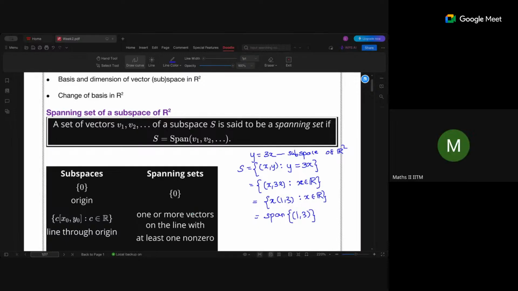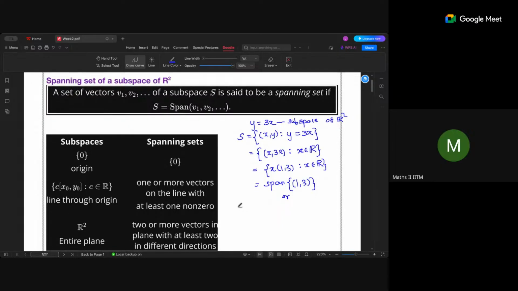So (2, 6). You see that any multiple works. More generally, S is equal to span of (alpha, 3 alpha). Or I can extend it as span of (alpha 1, 3 alpha 1), (alpha 2, 3 alpha 2), and so on. But all are multiples of (1, 3). So all these are true.